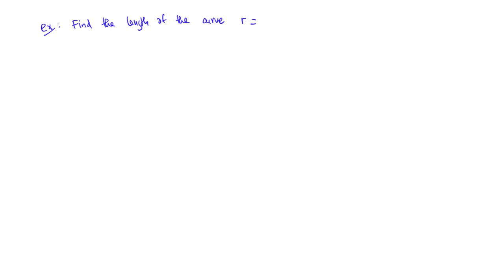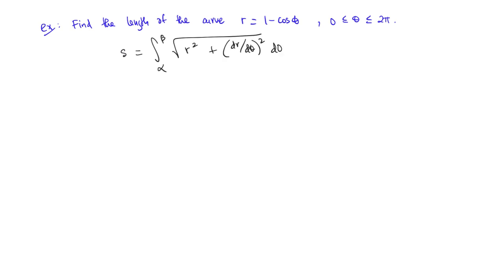Find the length of the curve r equals 1 minus cosine theta for theta between 0 and 2 pi. Using the arc length formula in polar coordinates, s equals the integral from alpha to beta of the square root of r squared plus (dr/d theta) squared d theta, where r is 1 minus cosine theta and dr/d theta is the derivative of r with respect to theta.